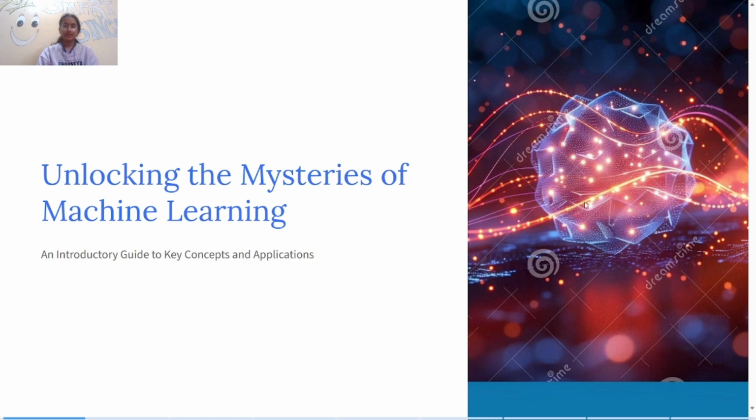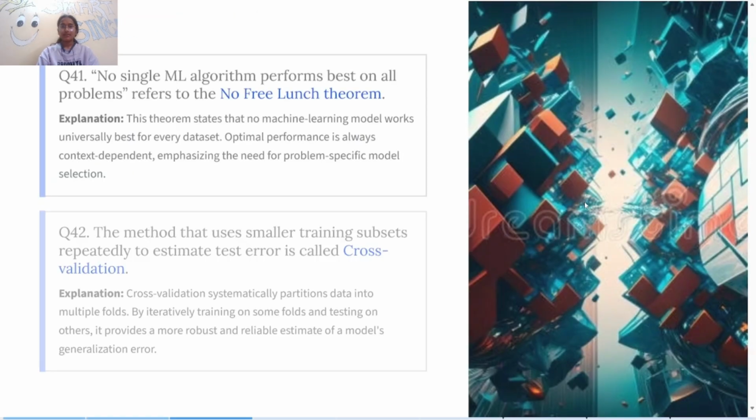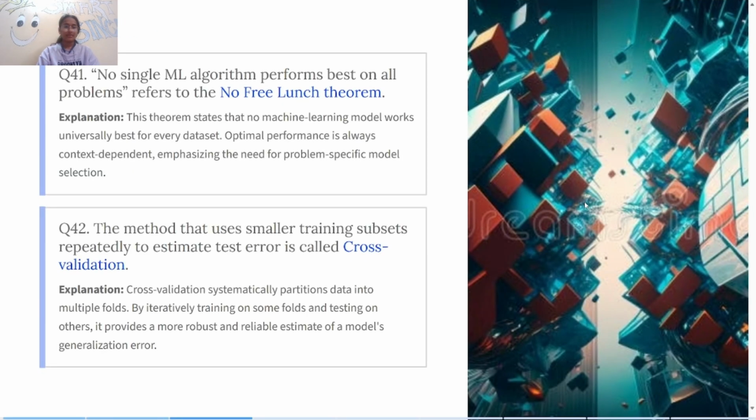Alright students, welcome to the final part of our question paper, section E, analytics and application. In this section we will discuss some very important machine learning concepts that help you understand why things work the way they do. I will explain each one in a simple and practical way, just like you are sitting in the class. Question number 41. No single ML algorithm performs best on all problems.